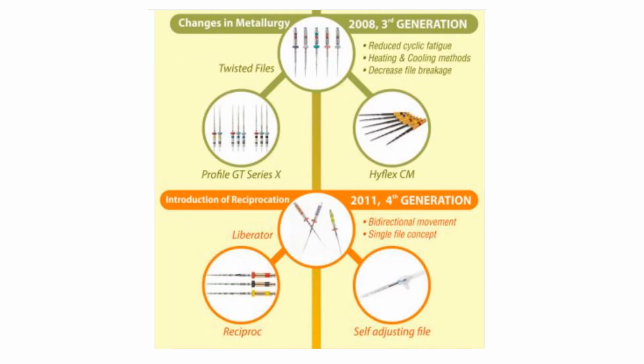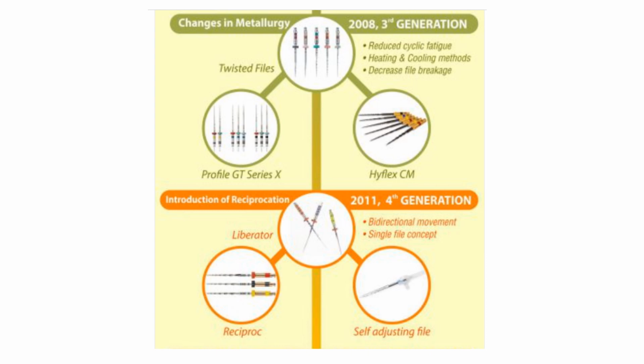Then third generation came in 2008, and there was a change in metallurgy of these files. The heat treated files came into existence, and the examples of heat treated files are Twisted Files, Profile GT Series X, and HyFlex CM.